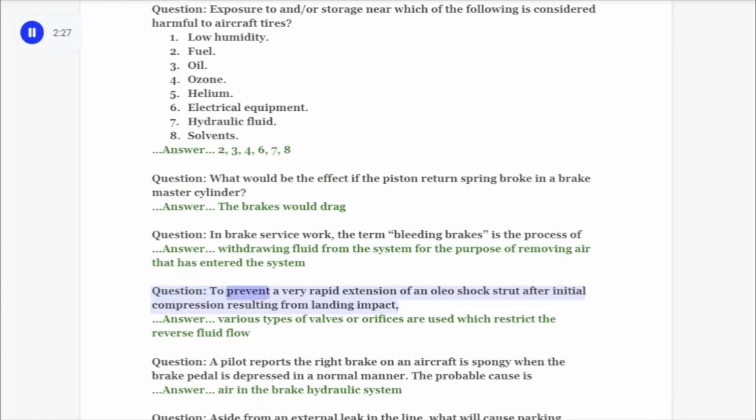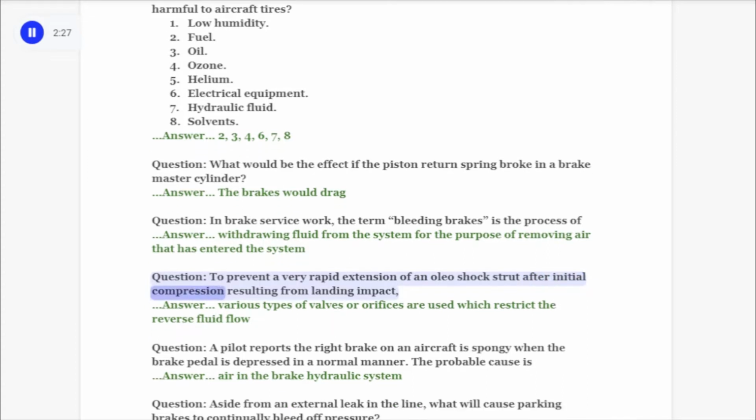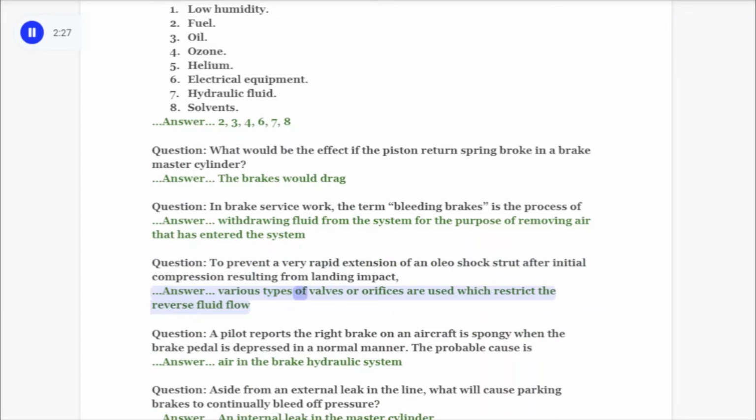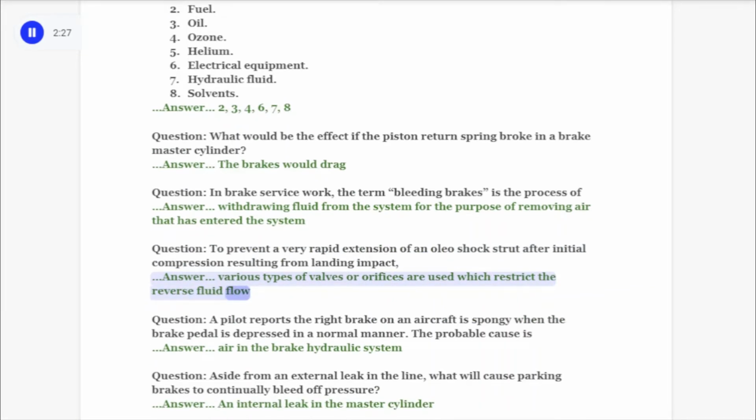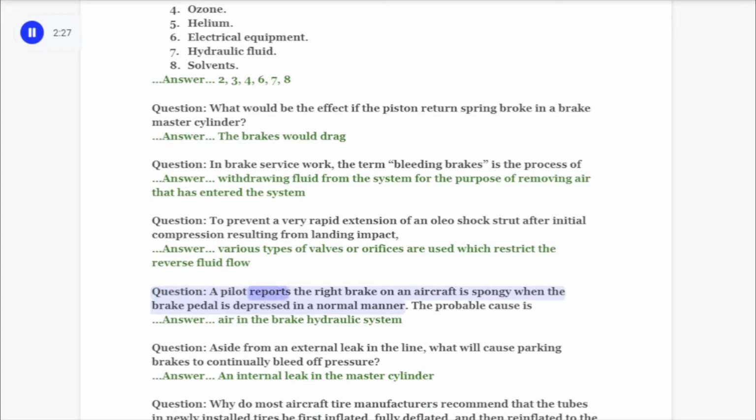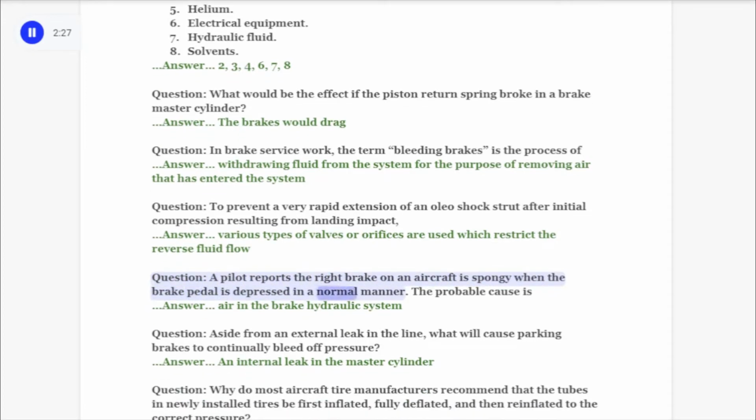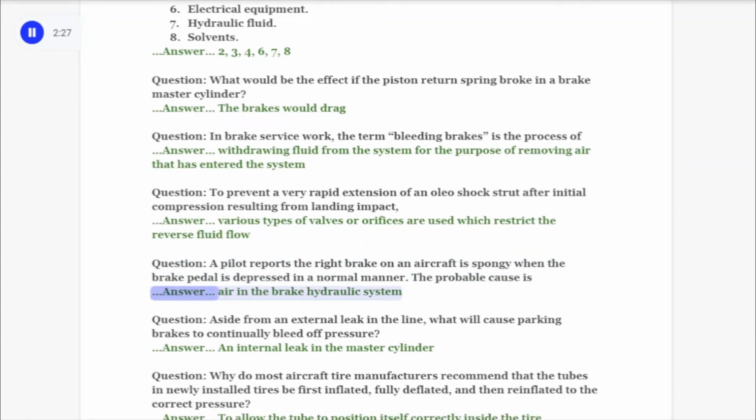Question: to prevent a very rapid extension of an oleo shock strut after initial compression resulting from landing impact. Answer: various types of valves or orifices are used which restrict the reverse fluid flow. Question: a pilot reports the right brake on an aircraft is spongy when the brake pedal is depressed in a normal manner. The probable cause is. Answer: air in the brake hydraulic system.